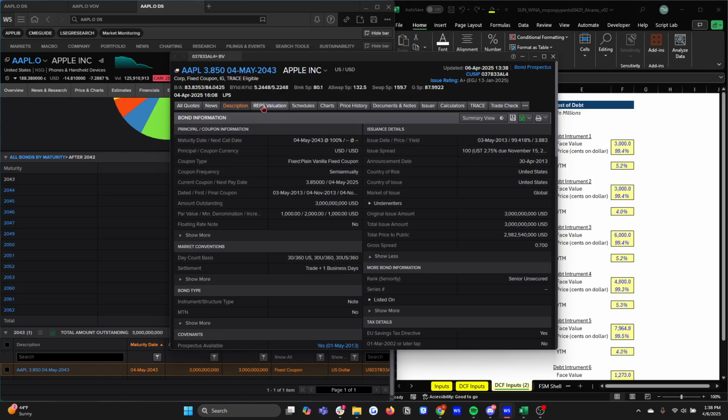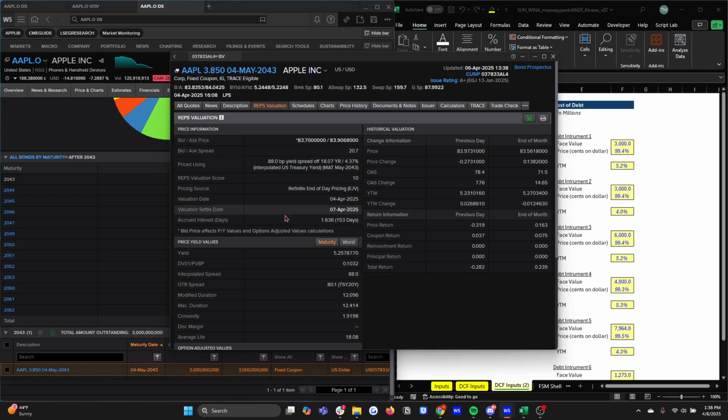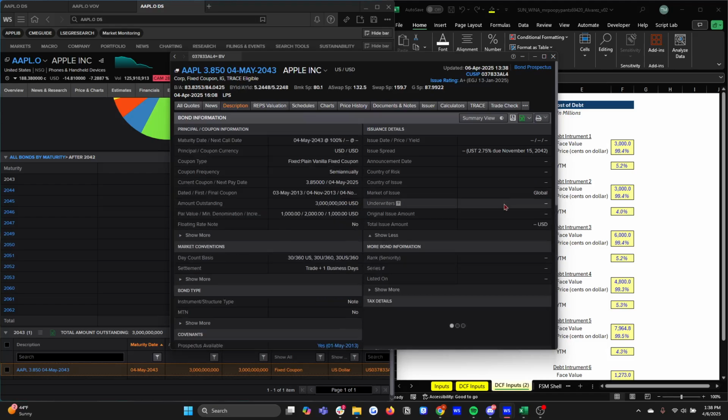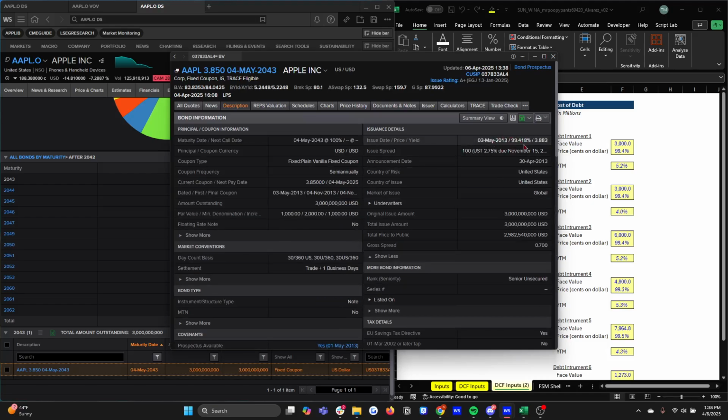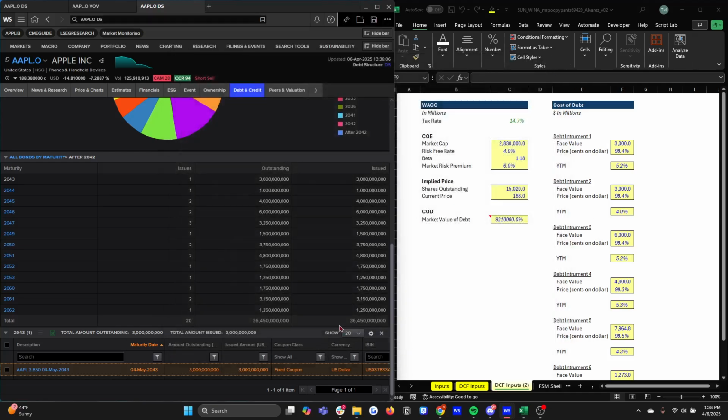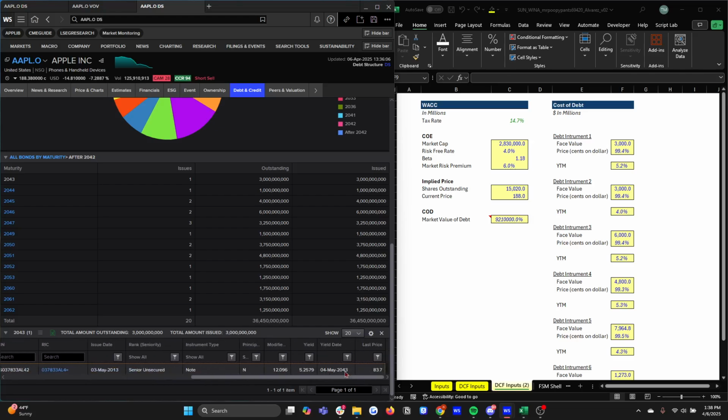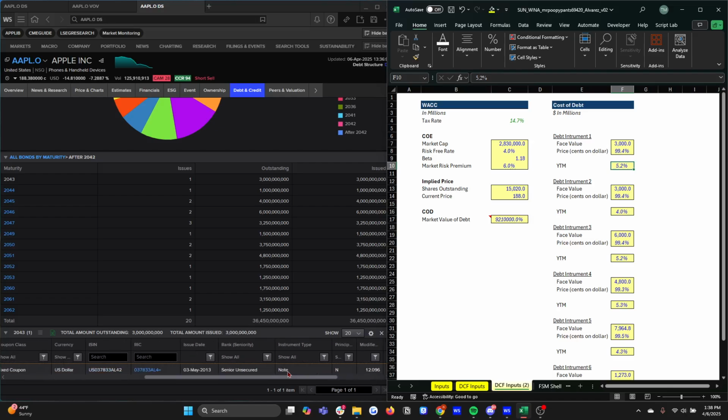If you can't find this, sometimes it's in this reps valuation part, but typically it should be in the description area. So issue date, price, yield. We're looking right here at price, and then we can also see the yield right here. But if we were to look over here, the yield is actually what we're seeing right here. So we're going to go ahead and put that right here. I just put 5.2.